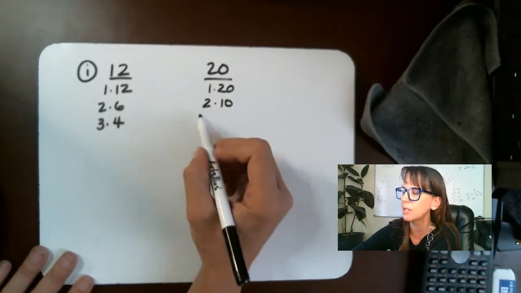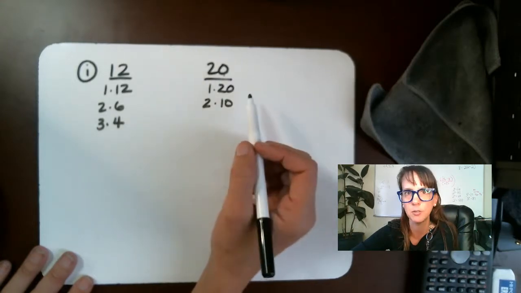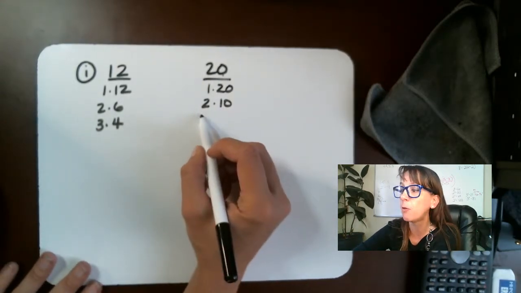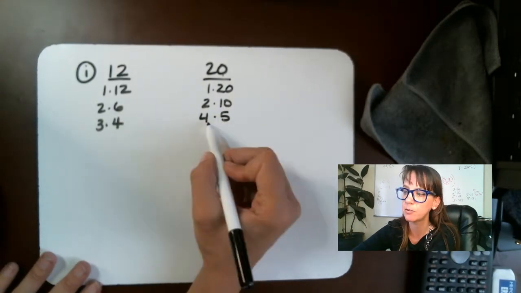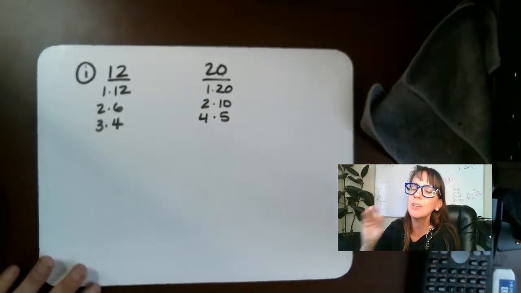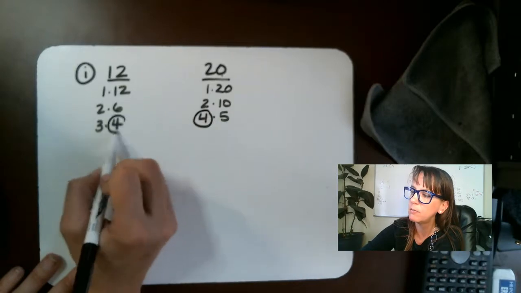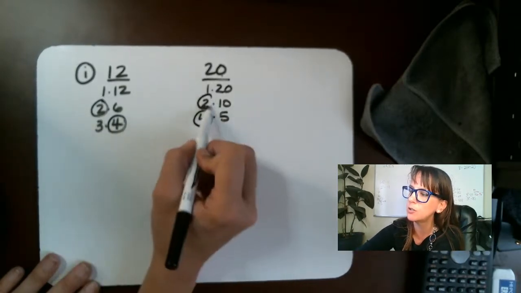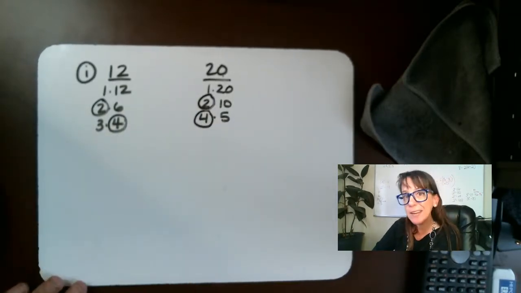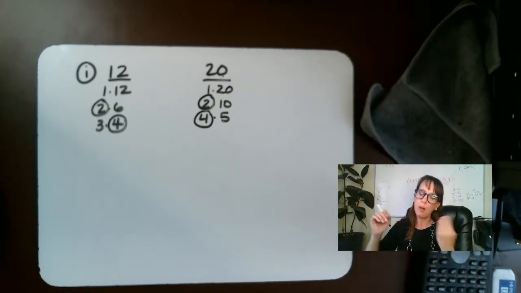Does 3 go into it? No, because 2 plus 0 is 2, and 3 does not go into 2. 4, yes. 4 times 5, and after 4 is 5, and it's already on the board. So the common factors that we have here are 1, 2, and 4, okay? The greatest common factor is 4. However, it's just asking us to list the factors.